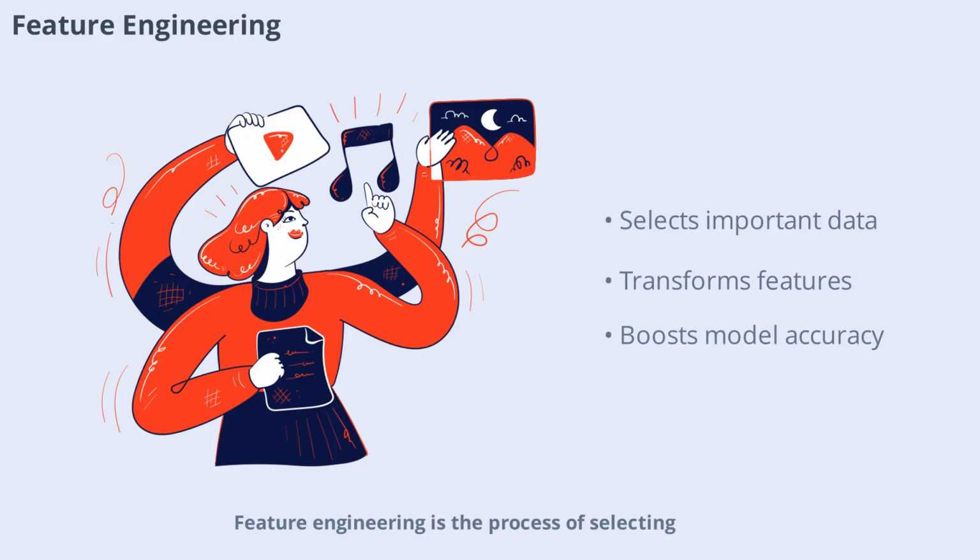Feature engineering is the process of selecting and transforming the right pieces of data or features to help the model learn better. Good features make it easier for algorithms to find patterns and make accurate predictions. This step often involves creativity and domain knowledge, as the right features can make a big difference in model performance.